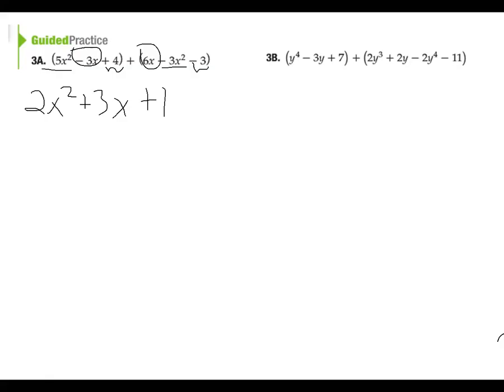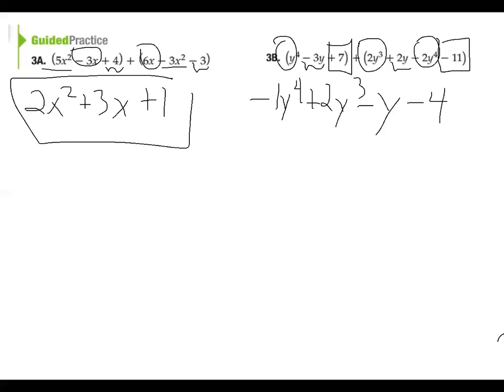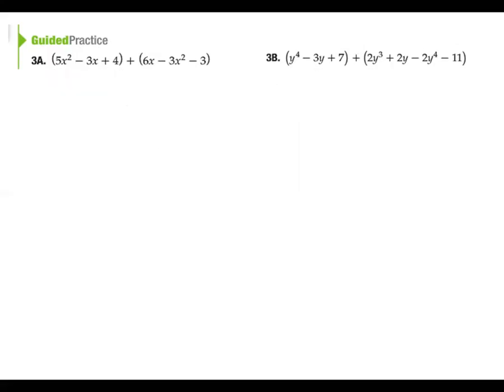Okay, that's that. This one, I got my y to the 4th minus 2y to the 4th gives you negative 1y to the 4th. I have a y cubed here, and that's it, so it's plus 2y cubed. There are no y squared terms, so then we can go to the negative 3y plus 2y gives you negative y. And then the 7 and negative 11 gives you negative 4. Okay, so it's negative y to the 4th plus 2y cubed minus y minus 4.